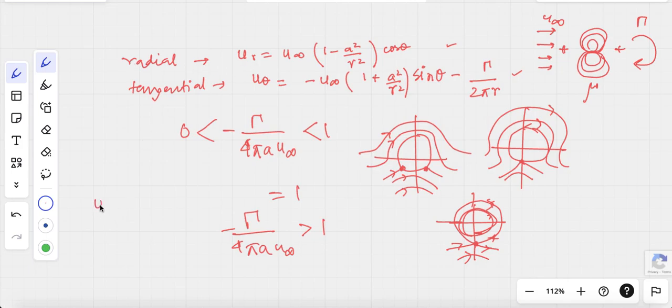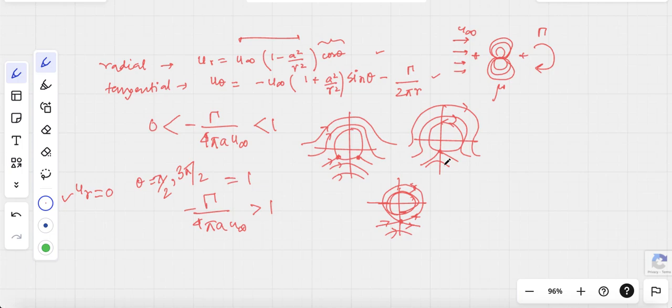So if you make ur equal to 0, this cannot be 0, this has to be 0. So theta is equal to pi by 2 or 3 pi by 2. So the stagnation point has to lie on the y-axis, right, from the first equation.